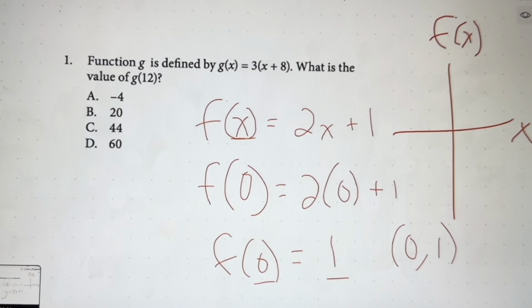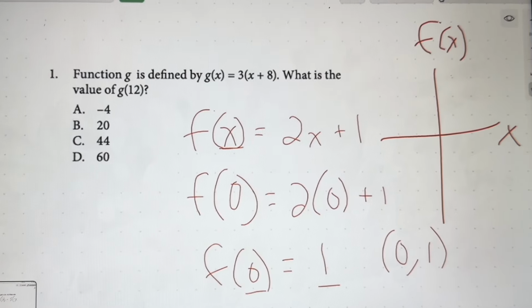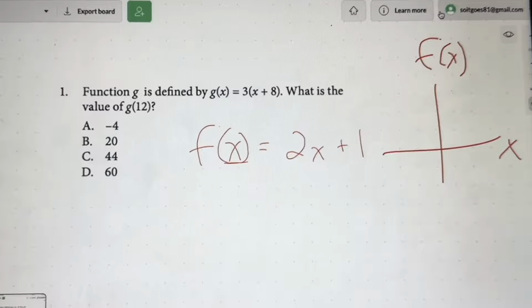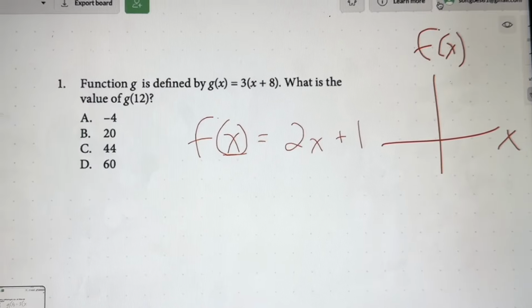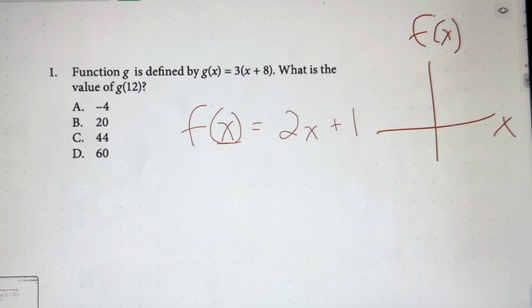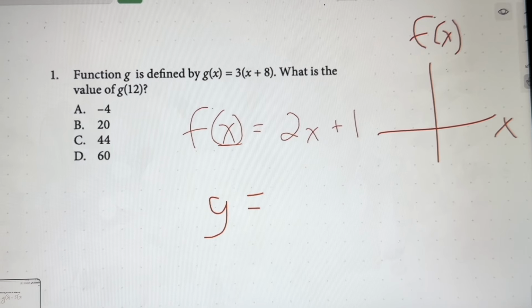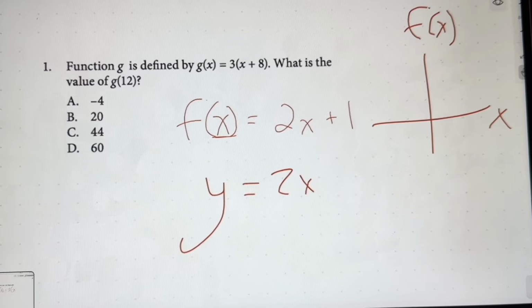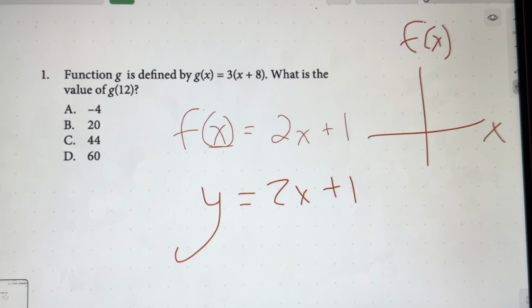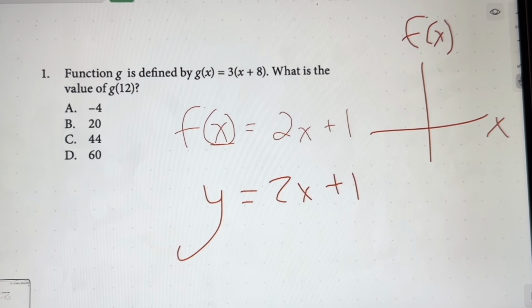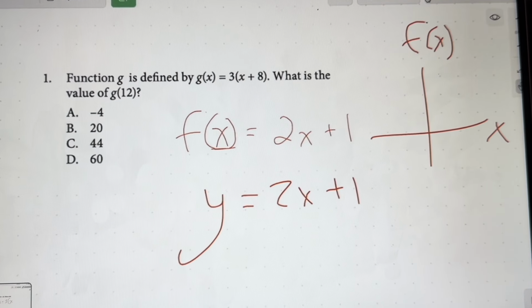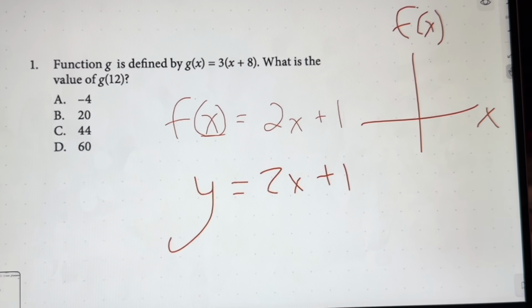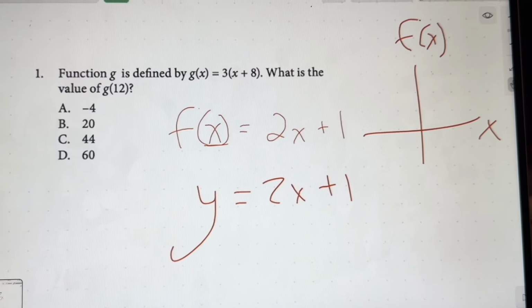Let's go back to the f of x being fancy y thing. If I were going to graph this function right here, it would graph the exact same way as y equals 2 times x plus 1. It's the exact same graph. f of x is basically fancy y, but it helps you describe the output, or the y value, in terms of the input.